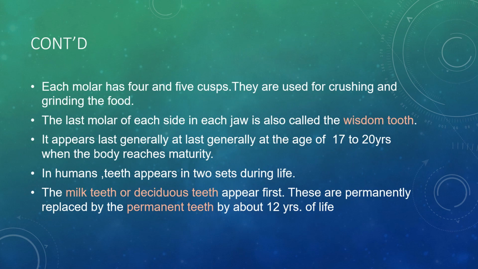Before that, we need to note that each molar has 4 or 5 cusps and they are used for crushing and grinding the food, as we have already said. The last molar of each side in each jaw is called the wisdom tooth. It generally appears at the age of 17 to 20 years, when the body reaches its maturity.